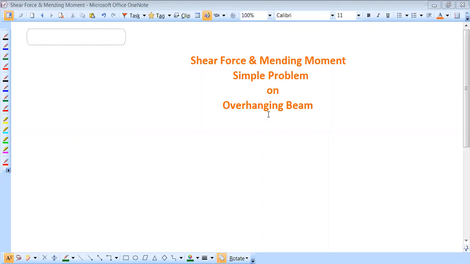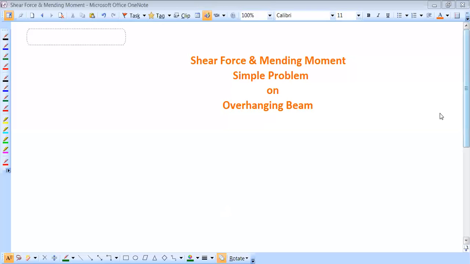In overhanging beams, we know that the beam is simply supported and the extended part beyond the support is called the overhang. Let's see how to solve this type of problem on overhanging beams when the loading condition is different, that means when it is a UDL load.